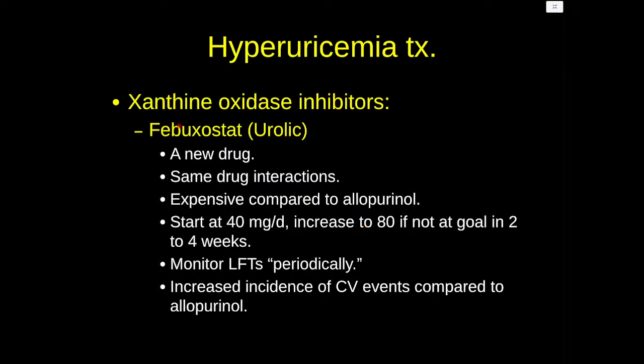Another modern drug is febuxostat. It is also a xanthine oxidase inhibitor. It is Adenuric on our Bulgarian pharmacy market. This is a new drug. There are some drug interactions, and it is expensive compared to allopurinol. You start at a minimal daily dose of 40 milligrams and increase to 80 milligrams if not at goal in 2 to 4 weeks. So if you didn't bring the uric acid level to normal, 360 or 380 micromoles per liter, then you increase the dose up to 80 milligrams.